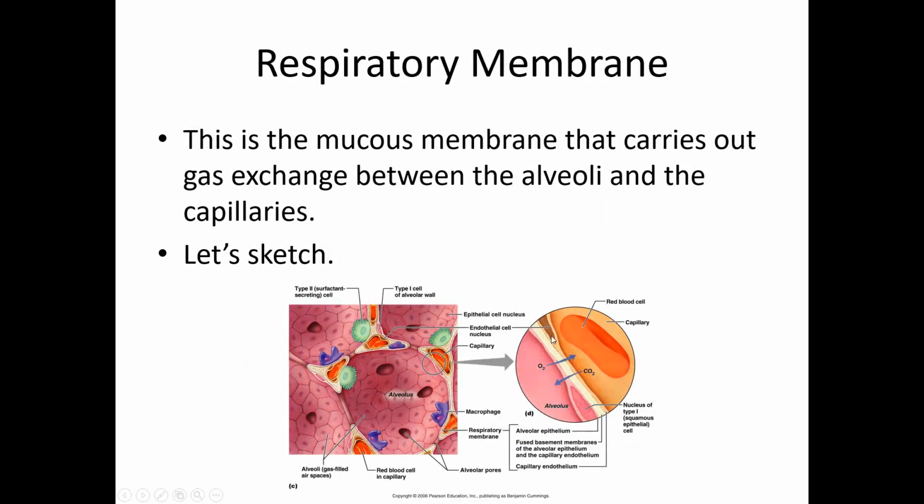The respiratory membrane, I usually ask students to doodle this picture up over here. There's 3 parts to it. You have the simple squamous epithelial tissue of the alveolar wall. You have the basement membrane, which is the connective tissue glue that's going to glue these 2 sheets together. And then you have the simple squamous epithelial tissue that makes up the wall of the capillary.